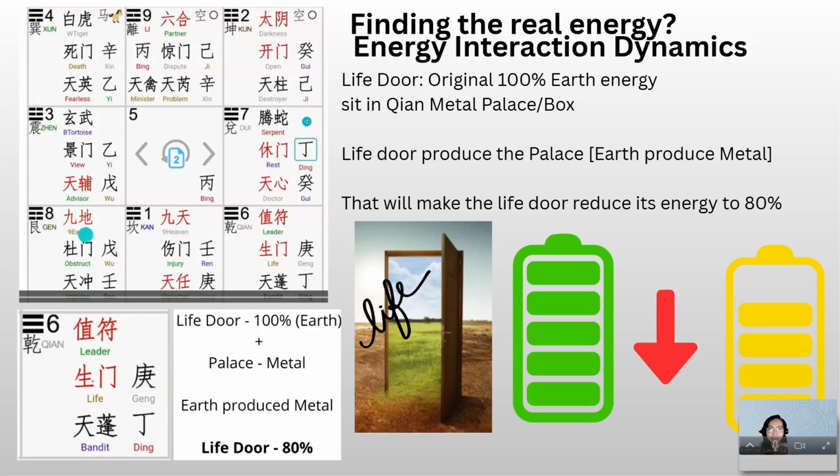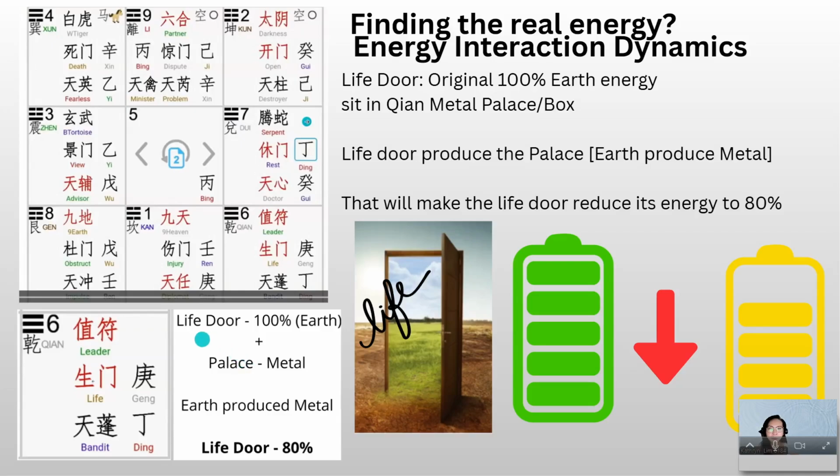Okay, this is the Qimen chart. We are focusing on box number 6, and I've extended it out here. This is box 6, right? And right now we are specifically focusing on the Life Door. The Life Door is sitting in box number 6, which is the Qian palace.